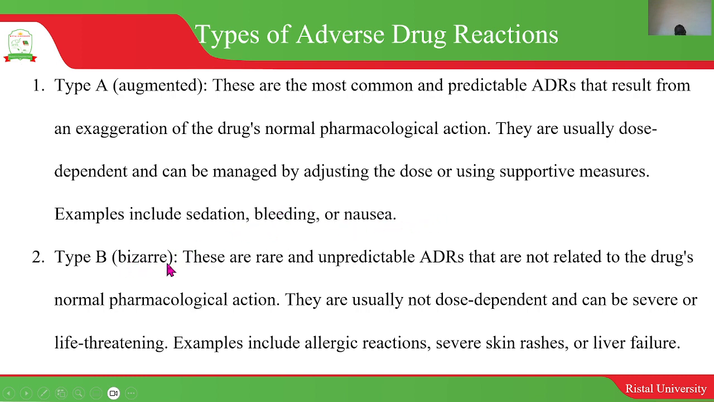Type B is bizarre, the most serious one. These are rare and unpredictable adverse reactions that are not related to the drug's normal pharmacologic action. They are usually not dose dependent and can be severe or life threatening. For example, allergic reactions like with the penicillins, severe skin rashes, or even liver failure, or even shock.